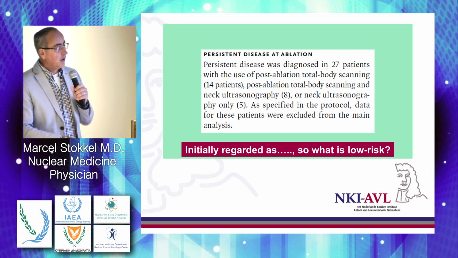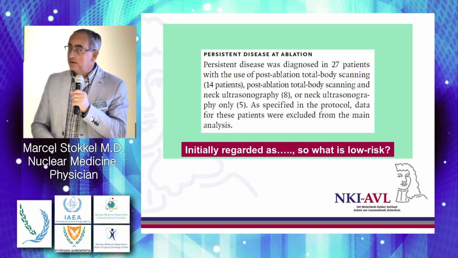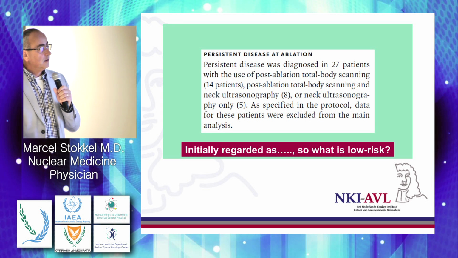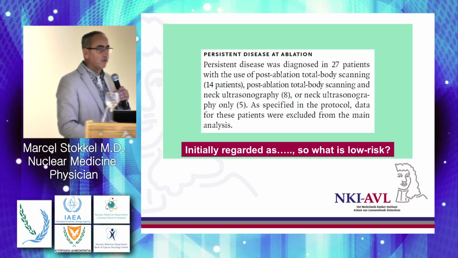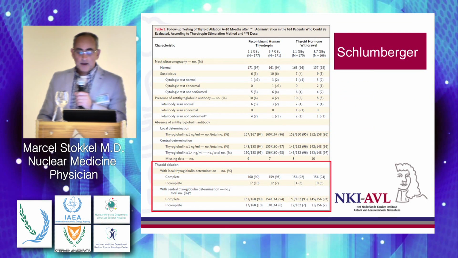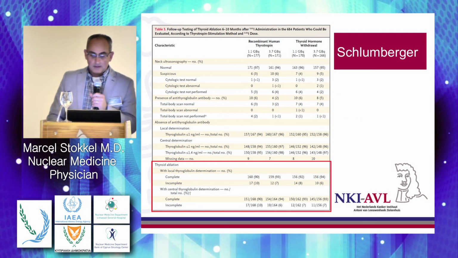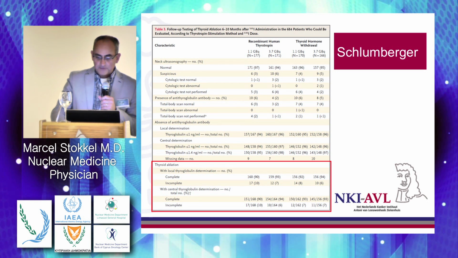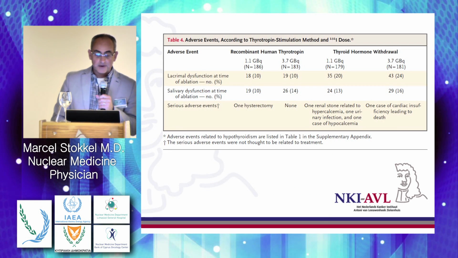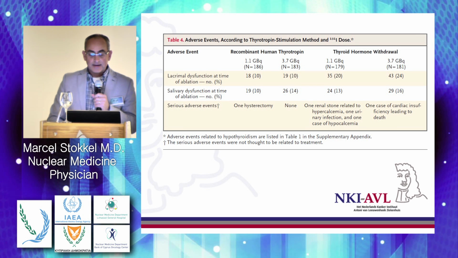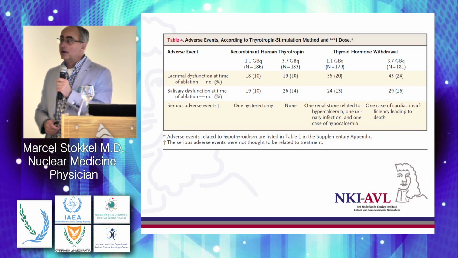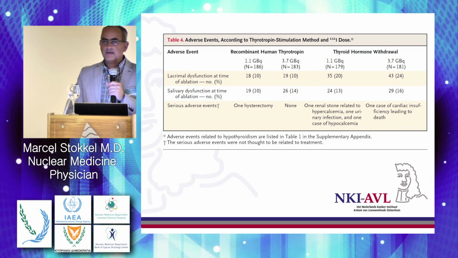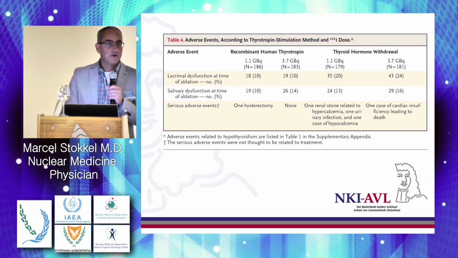So these patients were initially regarded as patients having a low-risk profile, but in fact, they all moved to the high-risk group. Be very careful when you read such papers. The Schlumberger study was in fact comparable, with the same outcome, favoring the use of 1100 megabecquerels. Again, you see here the differences between low and high dose and recombinant TSH or hormone withdrawal. And in fact, it was a copy of the Mallick study, with the same data and the same population.